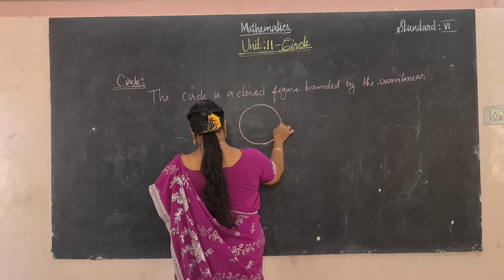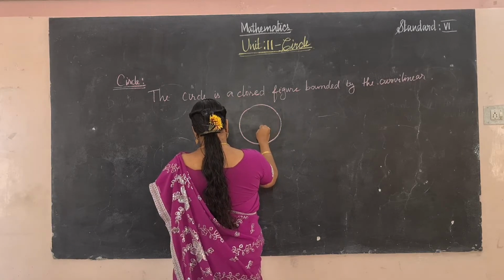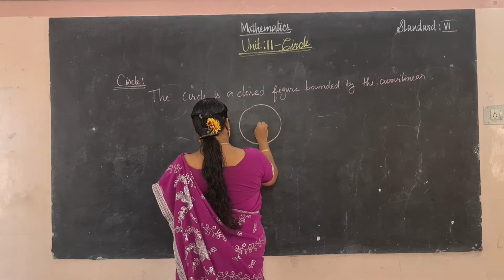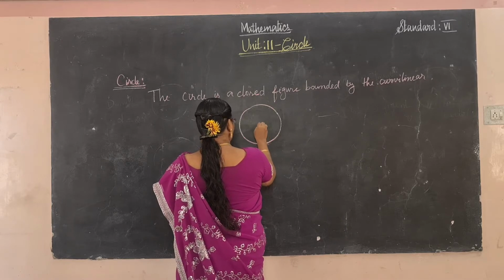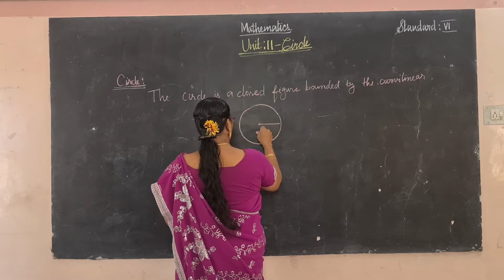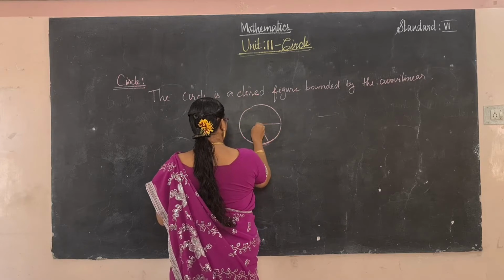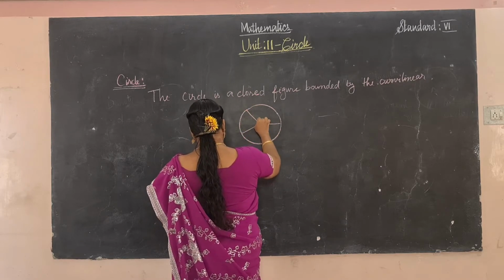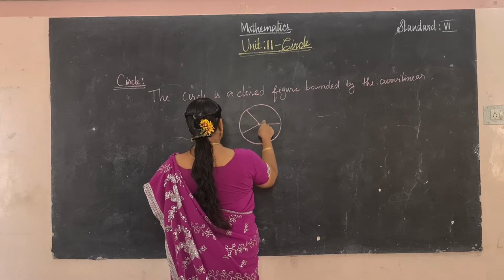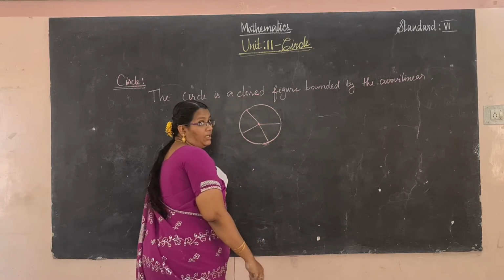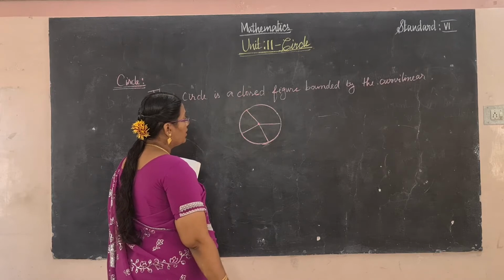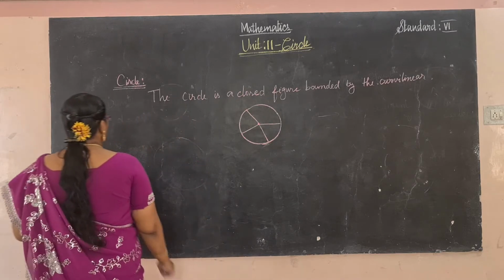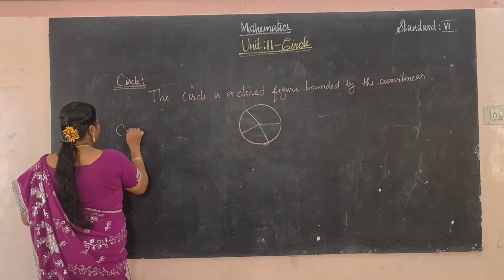In a plane, the points that are at the same distance from the fixed point. From the fixed point, how is the distance? Equal distance, okay, from the fixed point. So this fixed point is called the center.